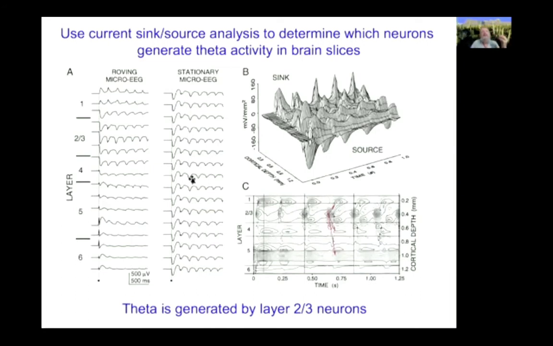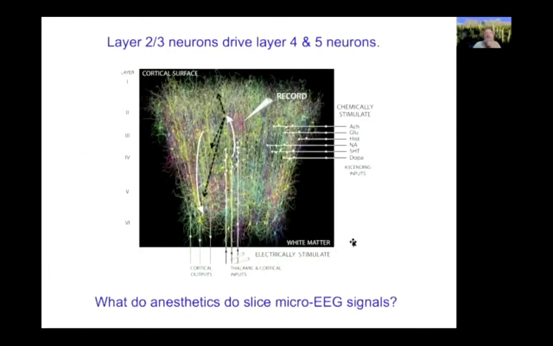So we can get even finer resolution using a current sink source density analysis, where we see that the layer 2-3 cells are the first cells to generate activity in the rhythm. They then feed forward to layer 1 neurons and down to layer 5 neurons. So here, for example, we're seeing activity synaptically driven from layer 2-3 to these other layers. So the layer 2-3 neurons are clearly the guys responsible for generating these rhythms. That's shown here. The oscillation begins in layer 2-3, propagates up and down the cortical column.